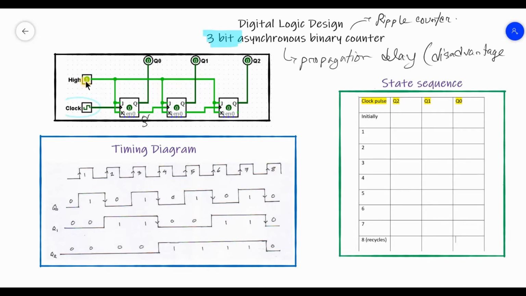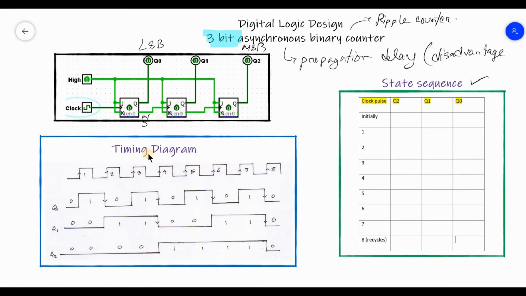Now we can see that there is a common input which is connected to each JK input of the 3 flip-flops that are present, and they have individual outputs Q0, Q1 and Q2. Q0 is the least significant bit for our counter, and Q2 is the most significant bit, and that is stated in the state sequence.